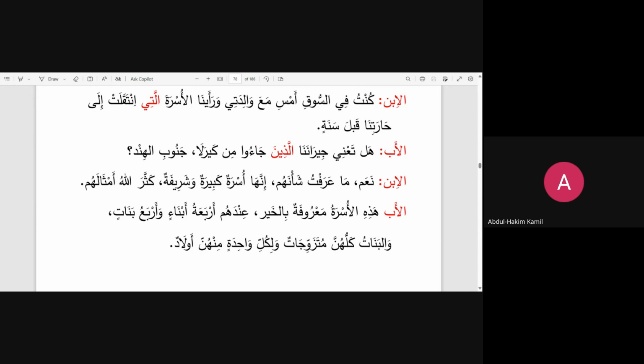Okay. Pay attention to that which is read. First, we have رأينا الأسرة التي. It's التي because the أسرة is what? It's feminine. So now we have. What does this mean? هل تعني جيراننا?